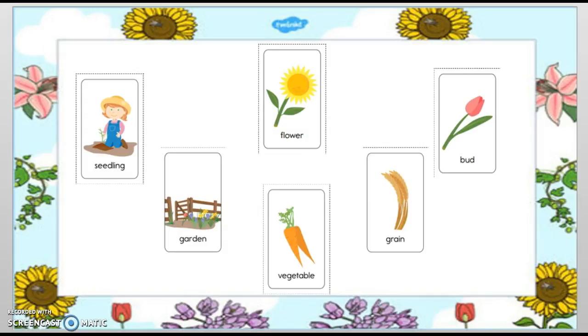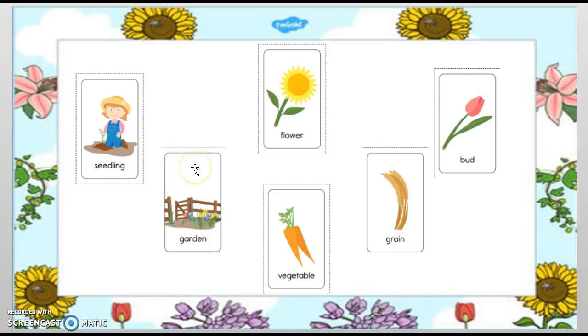Good job. So this kind of was a trick question because all of these cards that we have are related to plants. They can all be related to plants. So I'm going to go over the definitions with you one more time, and we will talk about each of these cards. Here we have a seedling. A seedling is a young plant that has been grown from a seed.